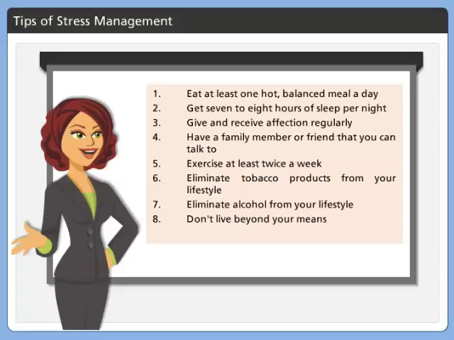Tips of stress management: 1. Eat at least one hot, balanced meal a day. 2. Get 7 to 8 hours of sleep per night. 3. Give and receive affection regularly. 4. Have a family member or friend that you can talk to. 5. Exercise at least twice a week. 6. Eliminate tobacco products from your lifestyle. 7. Eliminate alcohol from your lifestyle. 8. Don't live beyond your means.